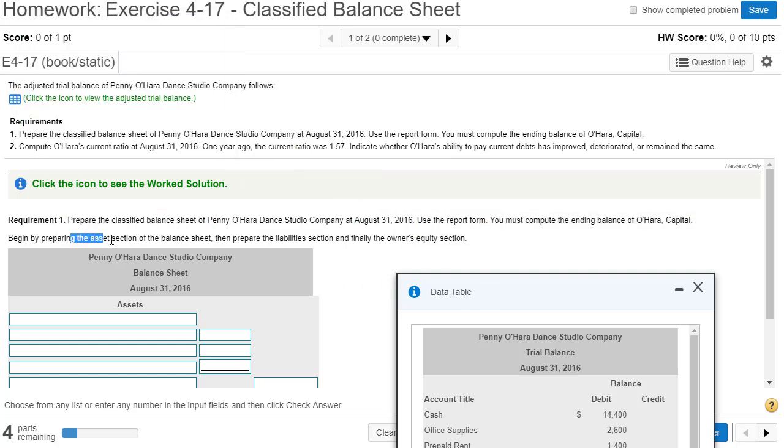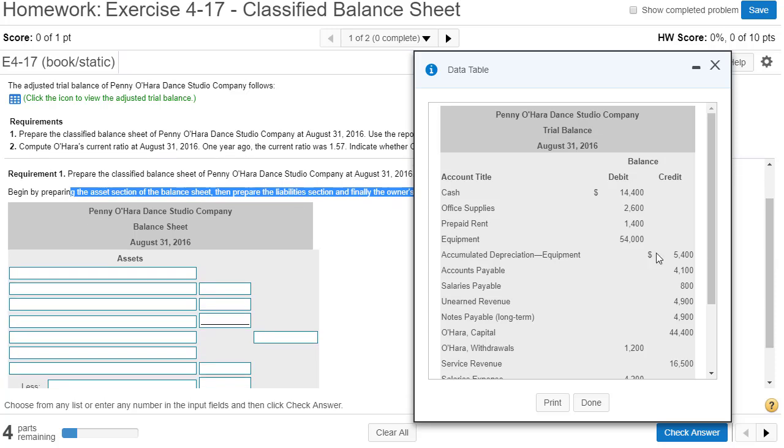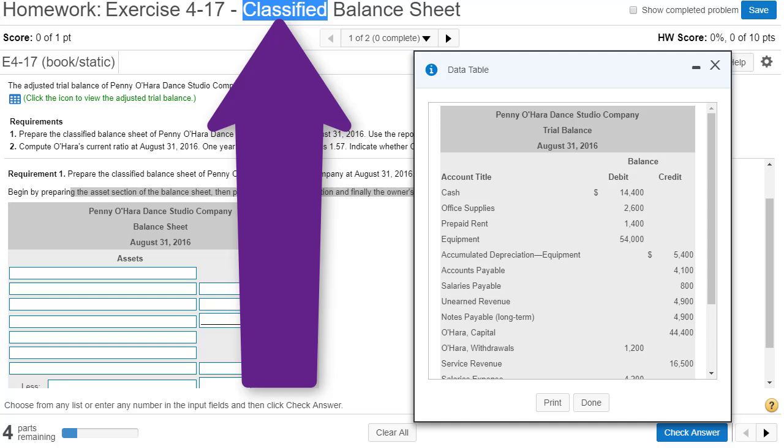So begin by preparing the asset section of the balance sheet, then prepare the liability section, and finally the owner's equity section. So the purpose of this assignment is to give you practice creating a classified balance sheet. So from now on, whenever we create balance sheets, they will be classified.